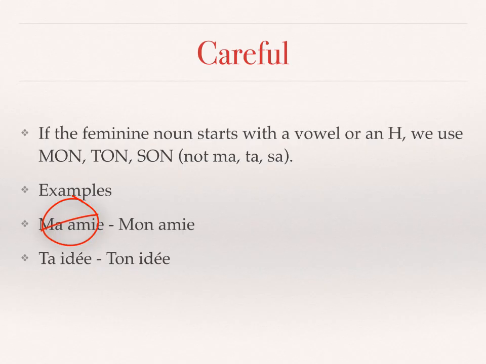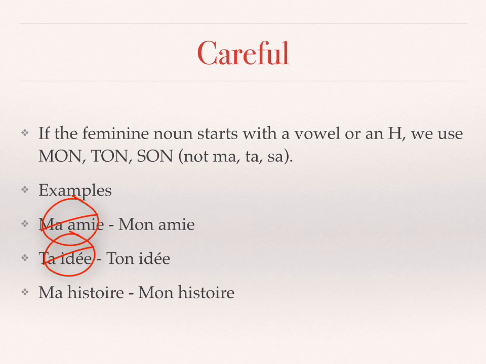D'accord? Ta idée, same thing. We don't say ta idée despite the fact that idée is feminine because it starts with an I. So we say ton idée. And an example with an H, the word histoire, history or story, starts with an H, but it's feminine. However, we won't say ma histoire, but mon histoire. Okay, so you have to be really careful with this one.